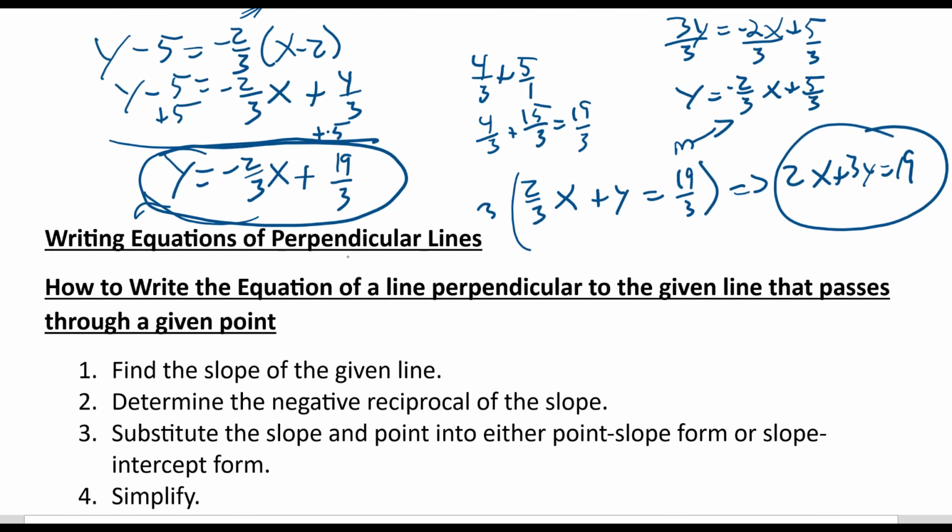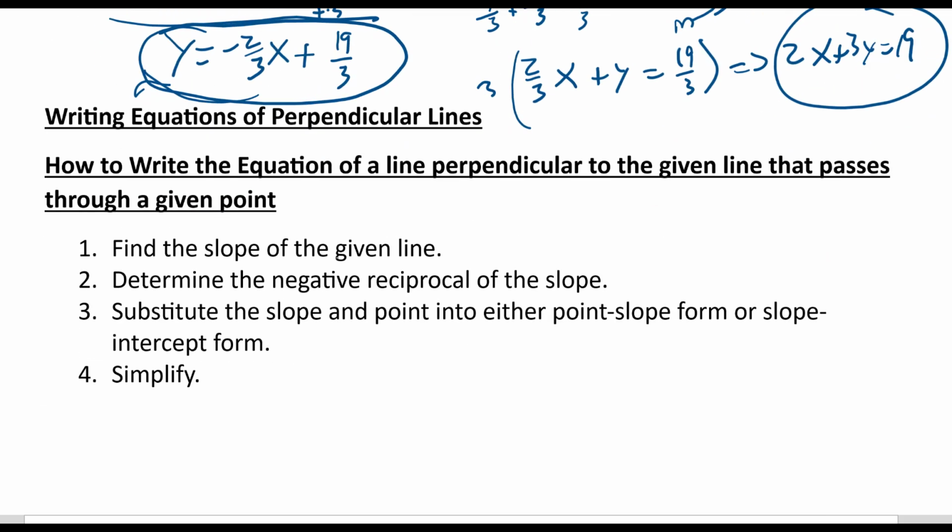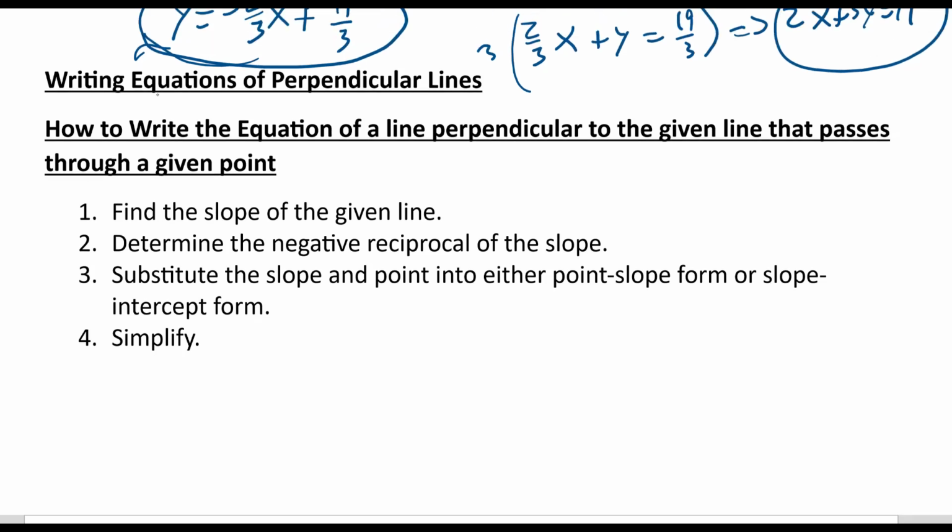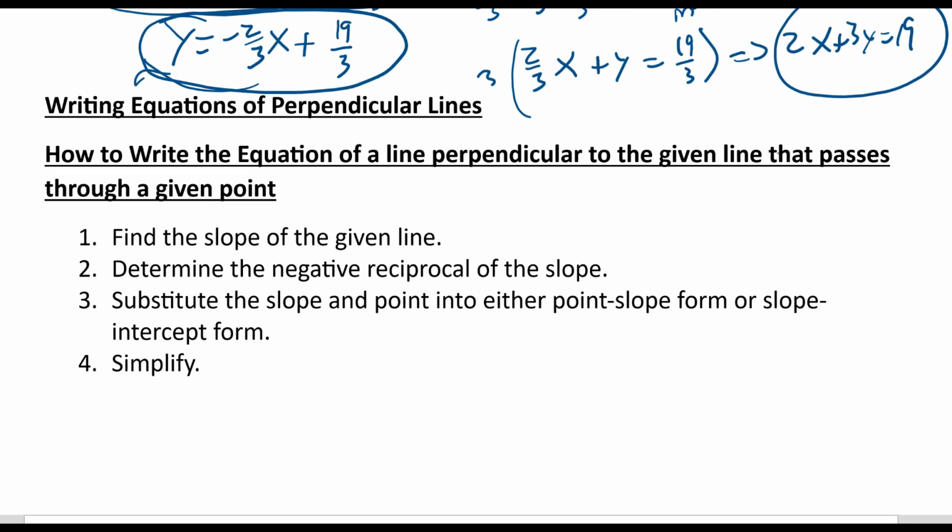Okay, writing equations of perpendicular lines. So now for perpendicular, you're going to write the equation of a line perpendicular to the given line that passes through a given point: find the slope of the line, determine the negative reciprocal of the slope, substitute the slope and point into either point slope form or slope intercept form, and simplify.